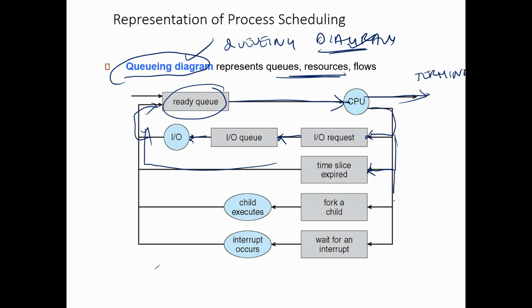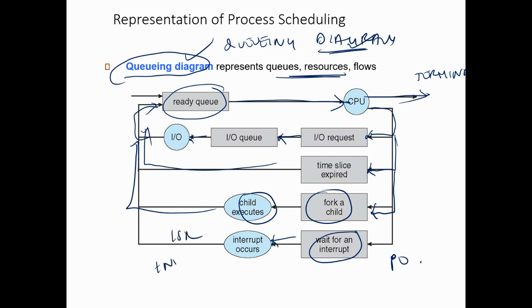And when a child is forked, the child is executed and terminated, and then we move back to the ready queue. And if process P0 is interrupted, then the interrupt occurs, the ISR runs from the interrupt vector, and then it moves to the ready queue. It can be any of these things. There is possibility number one, number two, number three, number four, number five. This is how the scheduling of a process can be represented through our queuing diagram.